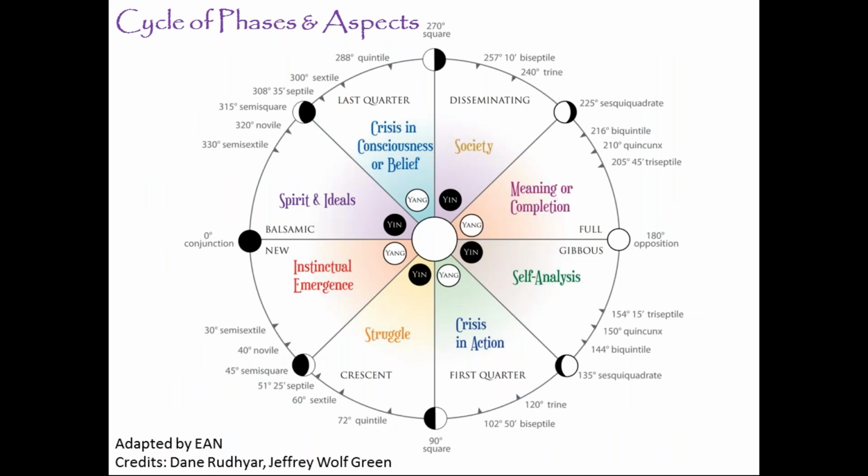And so here is the basic slide that shows you the cycle of phases and aspects. This was first developed by Dane Rudhyar, adopted and expanded by Jeffrey Wolf Green. And then I also started using it, and I moved the 0 degrees conjunction to be the same as 0 degrees Aries, so the 8 phases somewhat match up to the 12 archetypes.